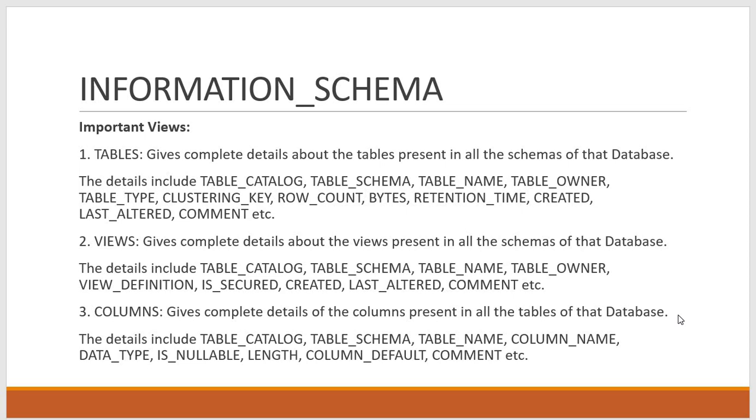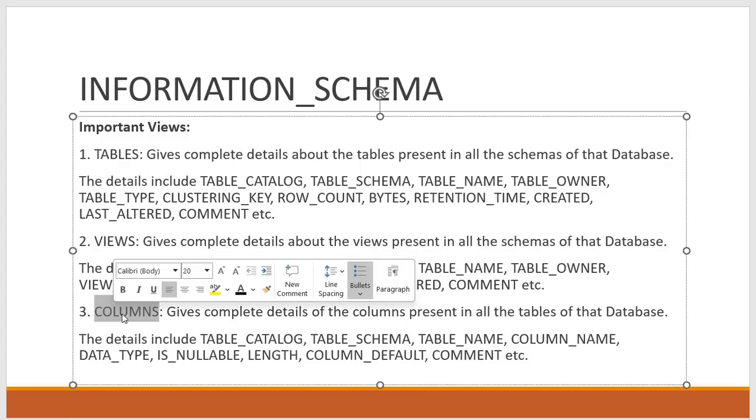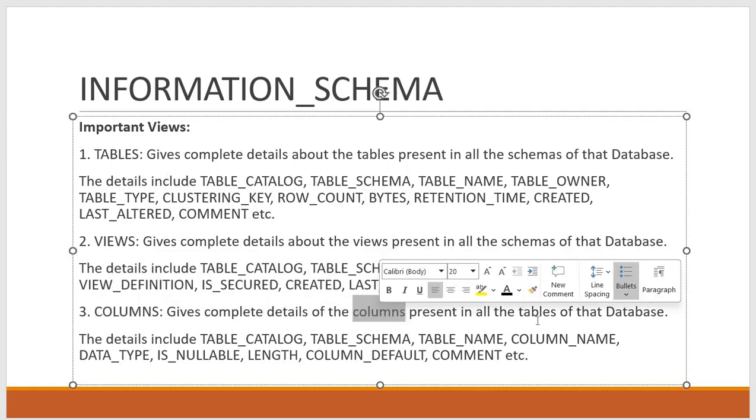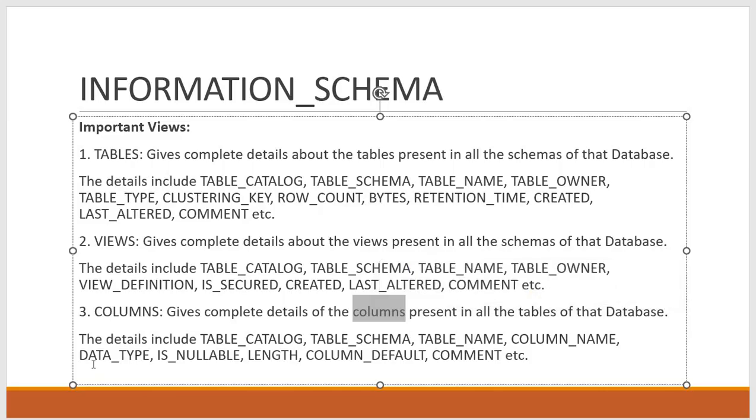Suppose you have 100 tables in the database, and one schema contains 10 tables, another schema contains 10 tables, whatever it can be. And each and every table will contain some columns, right? So this view will give complete details of those columns present in each and every table of the database. Okay, so the metadata of this view is the database name, schema name, table name, column name.